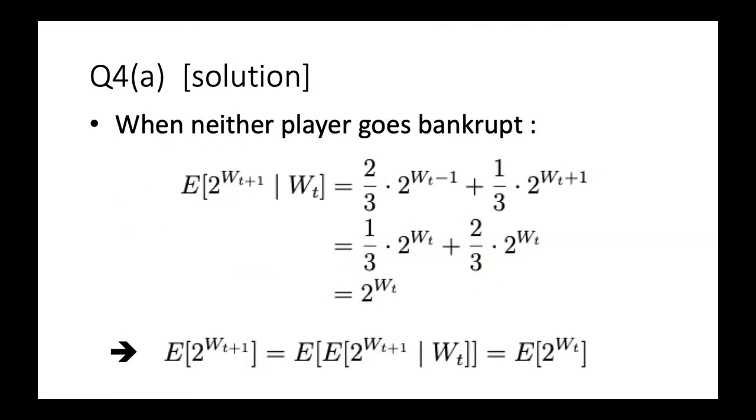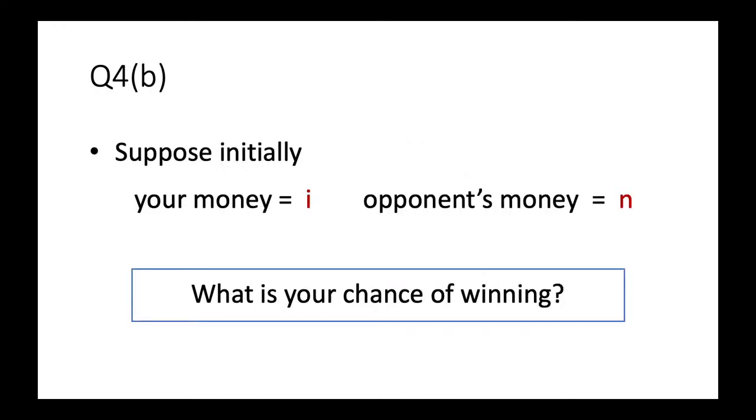Okay, now we are about to analyze the gambler's ruin problem. Suppose initially you have only I dollars, and your opponent has N dollars. And then what will be the chance for you to win? Notice that the game is not fair. So what will be the chance of you winning?